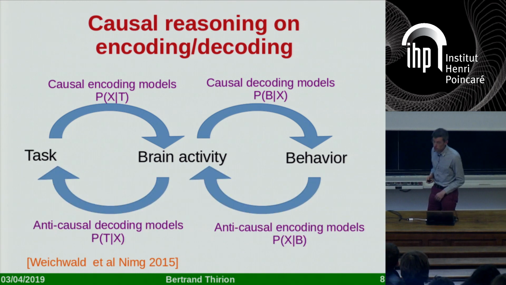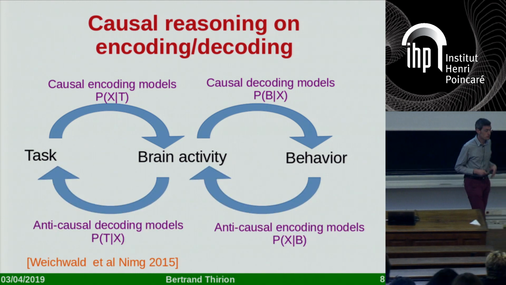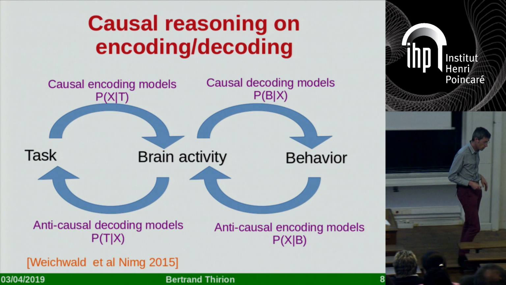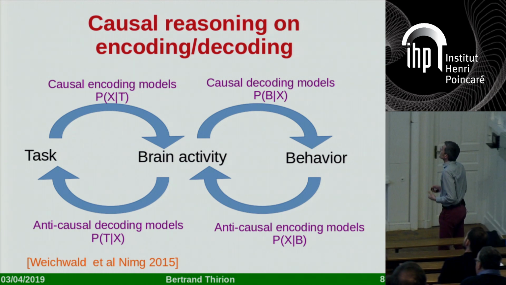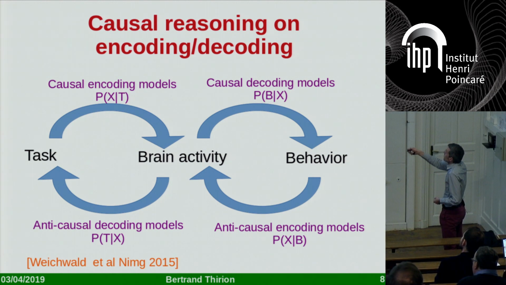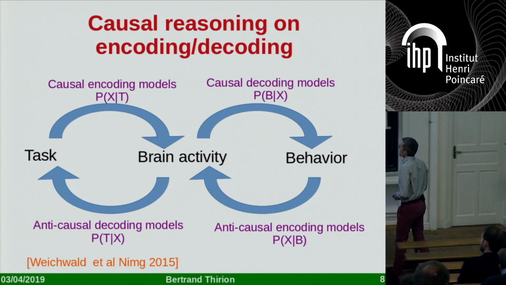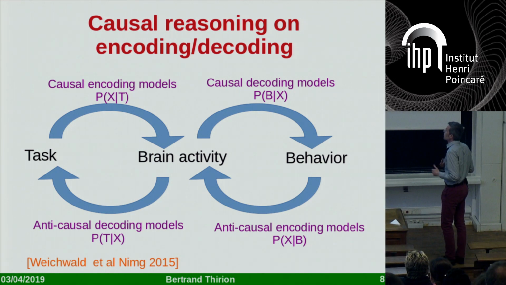But you can actually also analyze the data in an anti-causal manner, trying to decode the behavior that was performed by the subject by looking at brain activity, or predicting the task that was presented given brain activity. It's somehow less logical, but as we're going to see, it's quite often interesting to do both directions of inference.